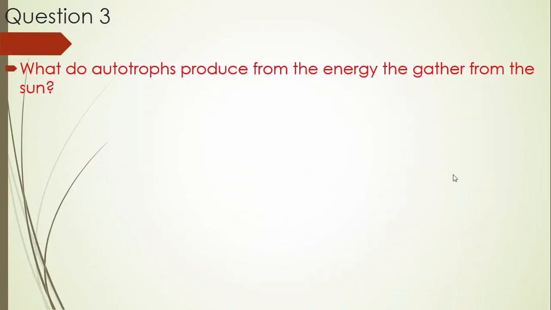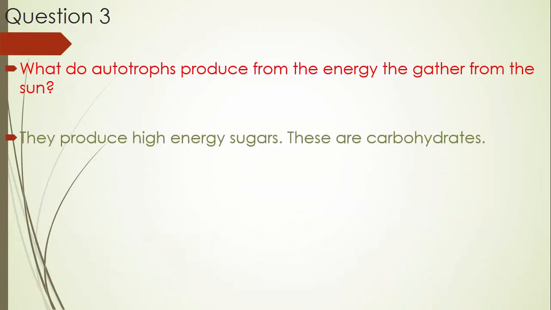All right, number 3. What do autotrophs produce from the energy they gather from the sun? And I spelled they wrong. It should say THEY. So it's not only England that can't spell, it's me as well. So it says they produce high energy sugars. And these high energy sugars, they are carbohydrates. You need to know both of those.